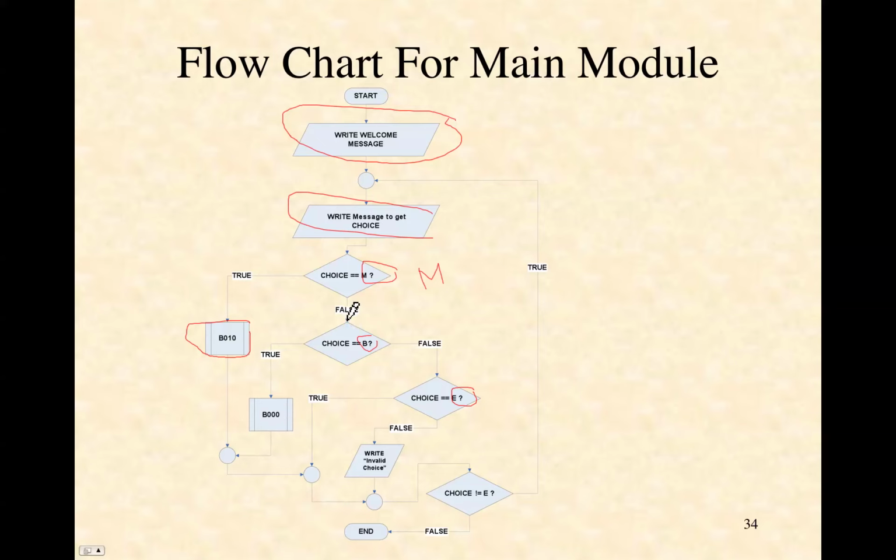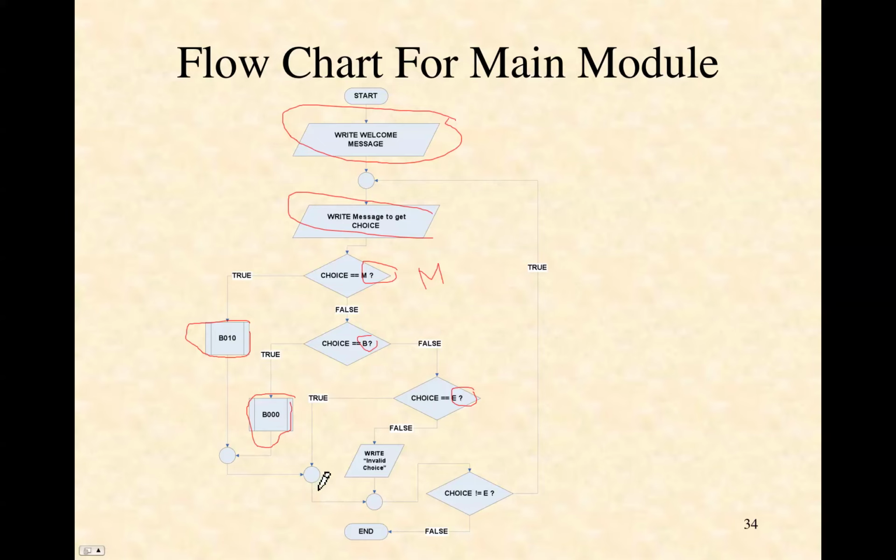But if choice is false, then choice could be B. M for mailing module, B for buying the stamps. If that is false, then we would assume that choice is B. If that is true, then we call the module B00, which is the module to SellStamps. But if that is false, then we check if choice is E.